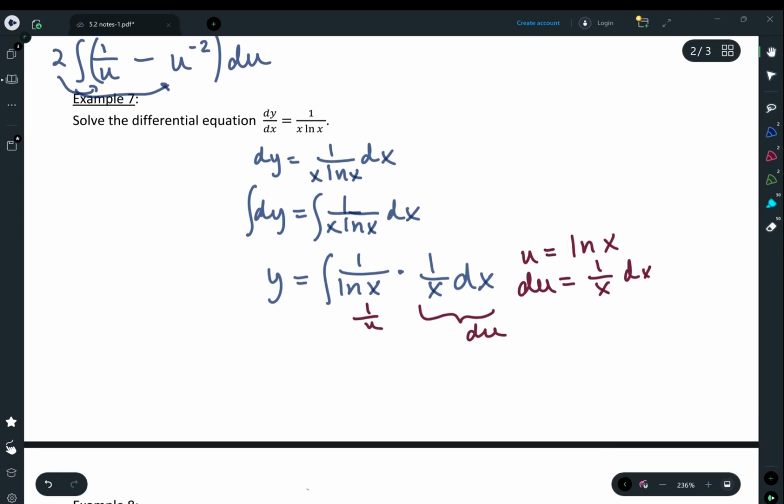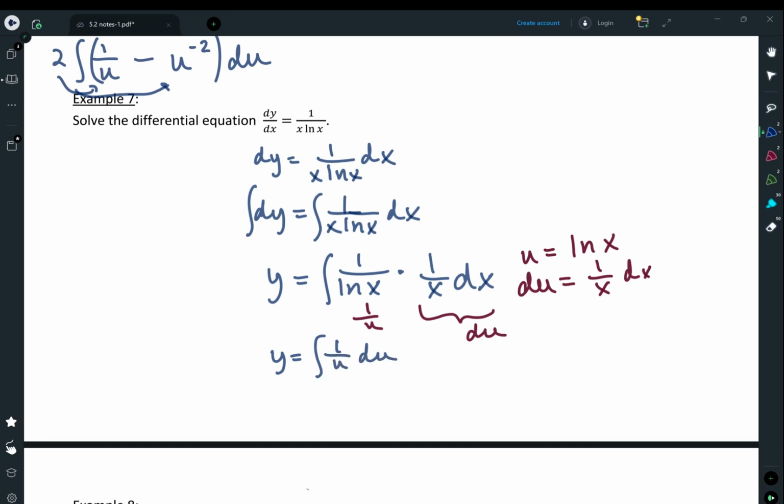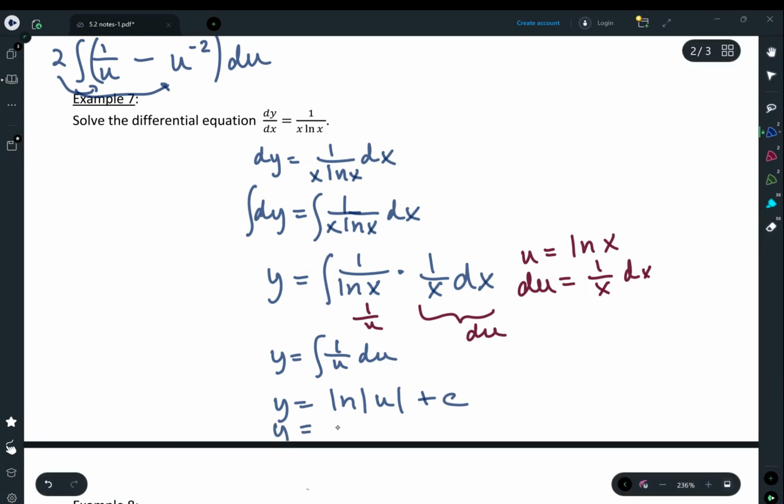At this point, a lot of times I'll just look at these notes I've made and I won't actually switch to u. I don't care either way. If I see 1 over u, I know all I have to do is change it to natural log of u. But maybe it actually helps you to rewrite it this way. So when we integrate, it's going to be natural log of absolute value of u plus c, which means natural log of, well, u is natural log of x, so absolute value of natural log x, and then plus c. So it's kind of cool. We end up with a natural log inside a natural log here.